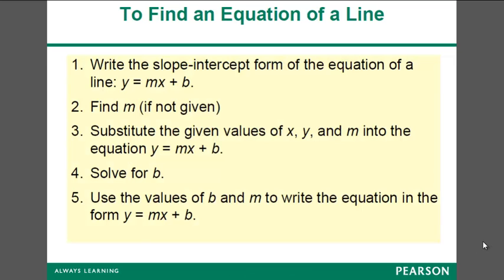So first, we want to look at the steps for finding the equation of a line. First, we want to write the slope-intercept form of the equation of a line, y equals mx plus b. If m is not given, we need to find m. Remember that m is the slope. Third, we need to substitute the values of x, y, and m into the equation y equals mx plus b. This will allow us to do step 4, which is solve for b. Remember that b is our y-intercept.